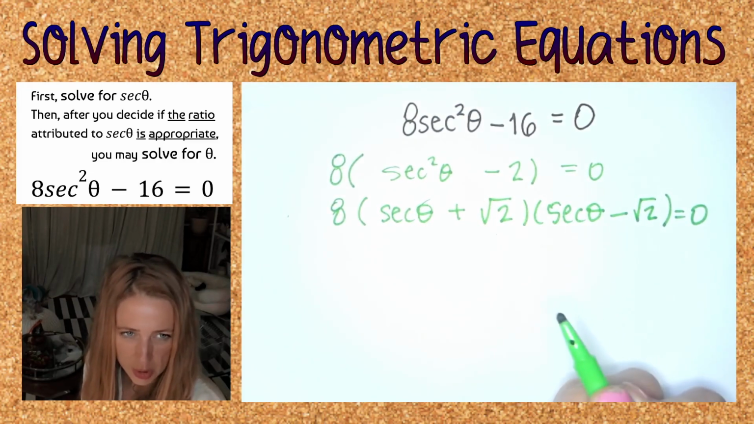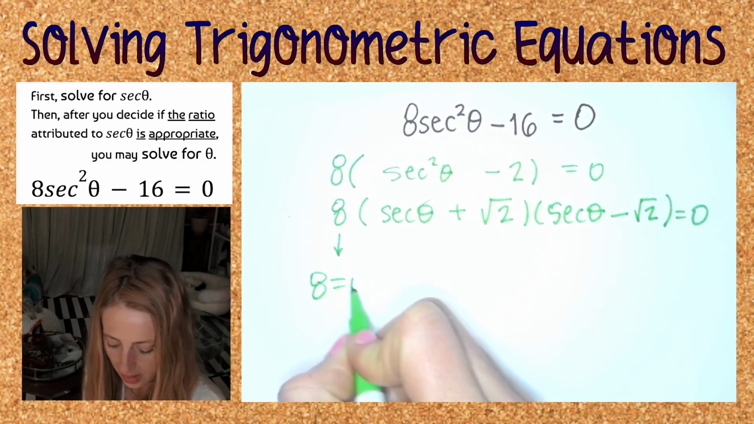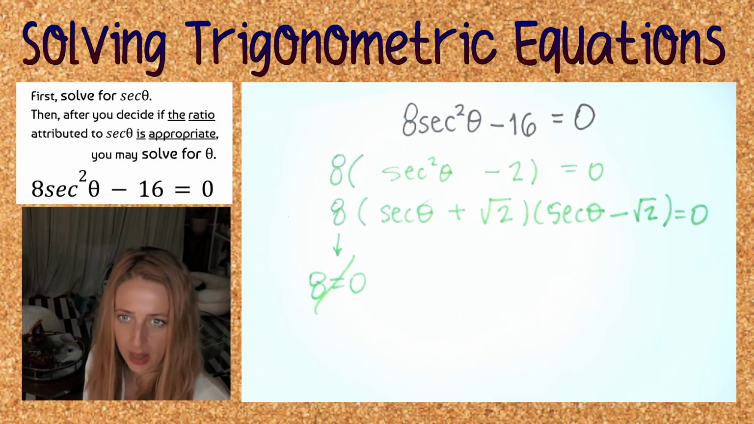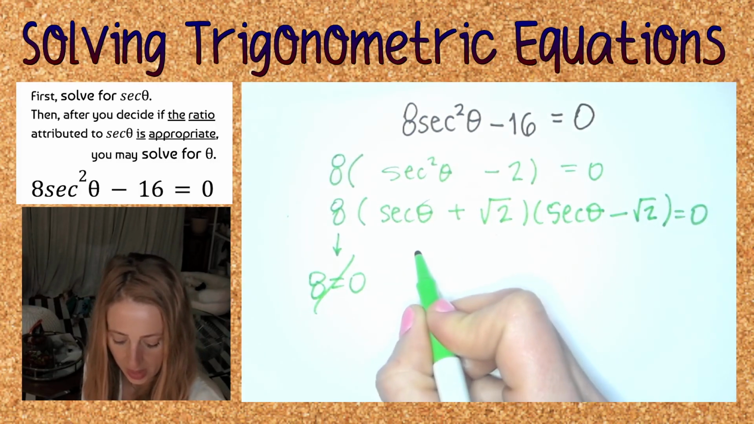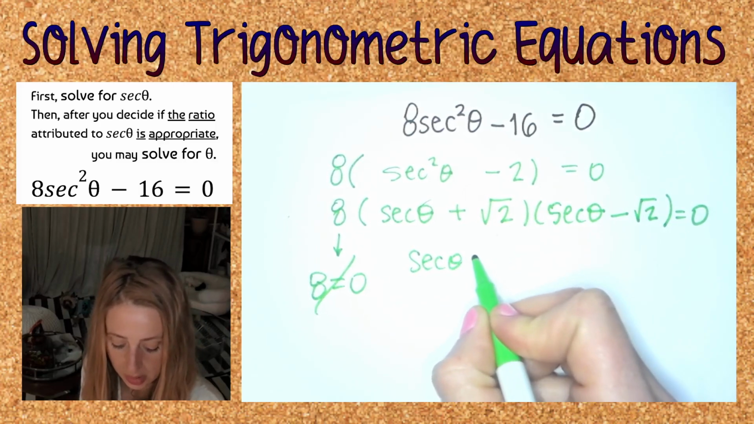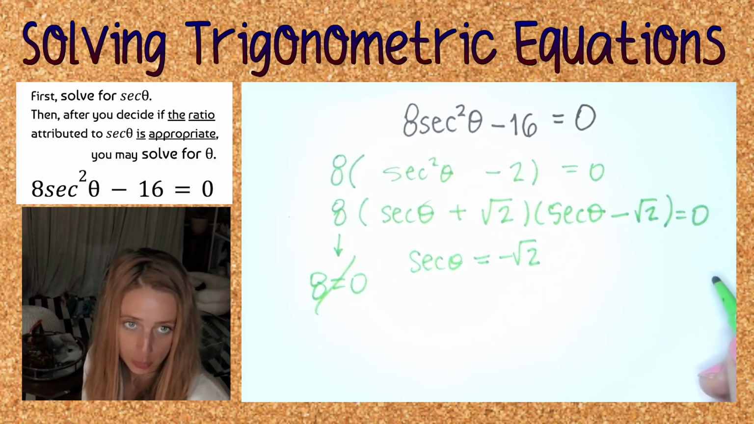Now, if you were to set each factor, zero product property, equal to 0, does it make sense to set 8 equal to 0? No, that's not true. 8's a constant. You can't get 8 equal to 0. Then you set the secant theta plus root 2 equal to 0. Subtract root 2 from both sides. So you get secant theta equals negative root 2.